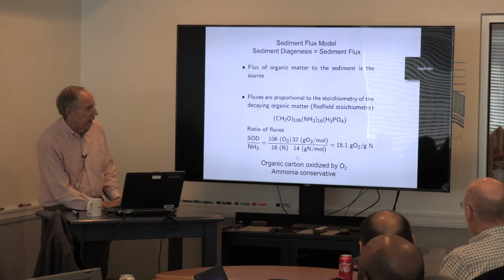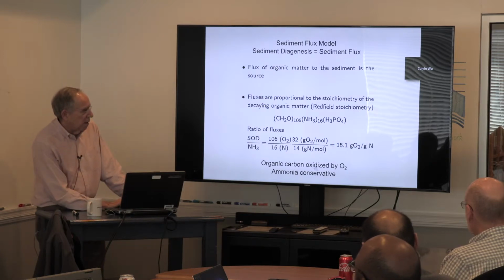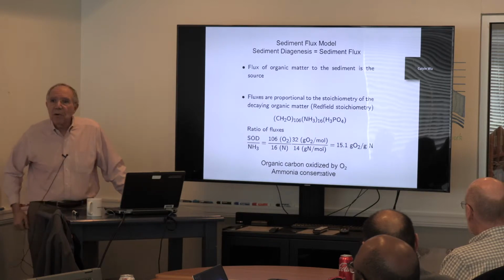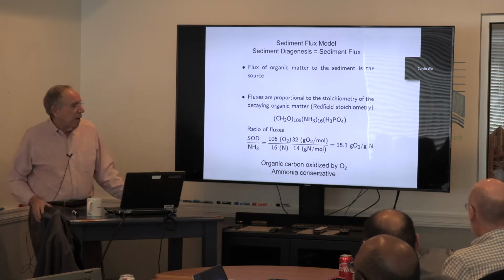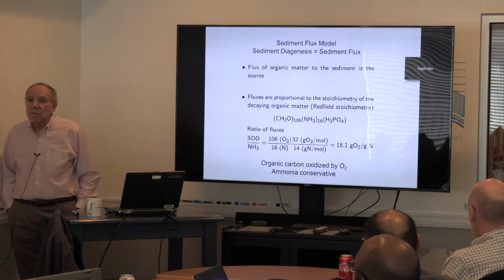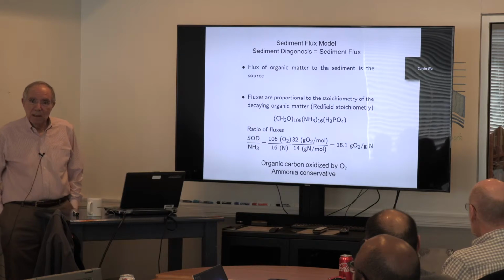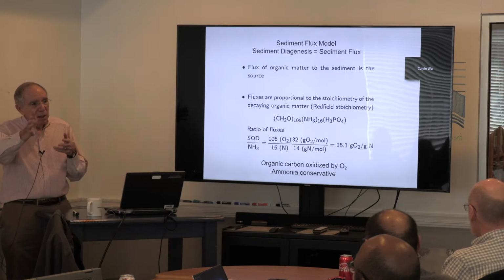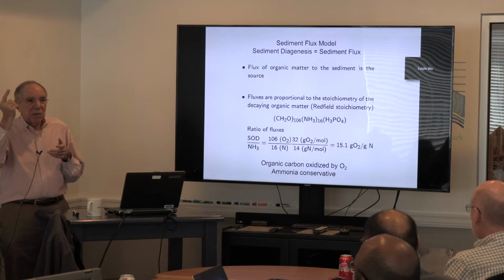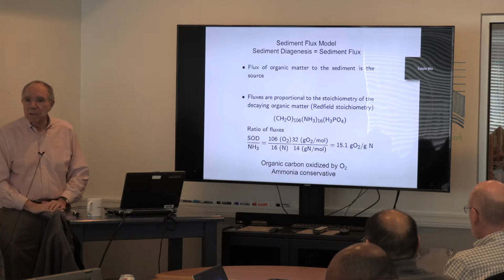if you make the following assumptions. Organic carbon is oxidized to oxygen, just straight COD. And ammonia is conservative. You don't worry about nitrification. Then what you get from the Redfield ratio is that the ratio of the SOD flux to ammonia flux should be 15. Okay? See the idea? I take organic matter, I oxidize it completely. That's the oxygen consumption. The nitrogen that gets released, I do nothing with it. I let it all just pour out. Okay?